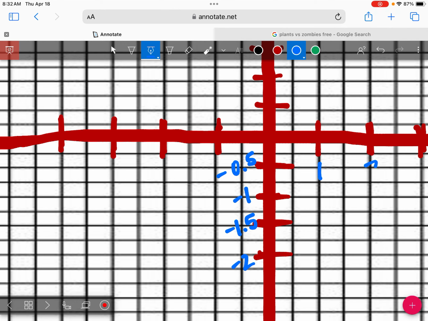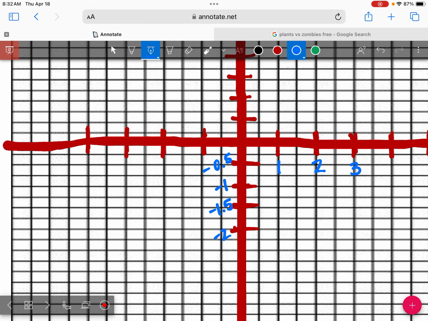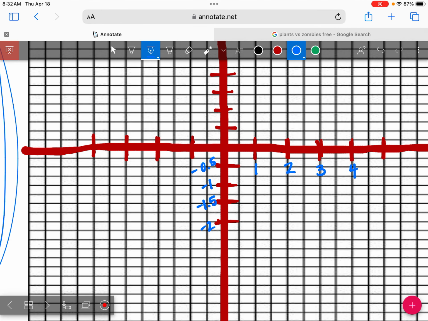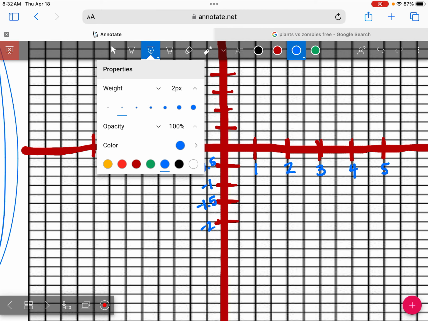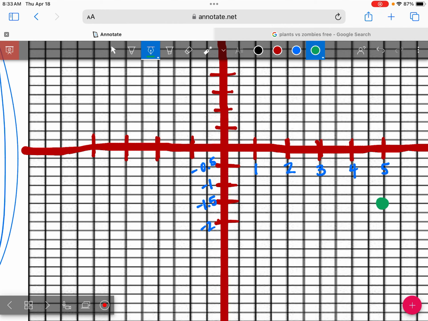So this was 1, 2, 3, 4, 5. So that's kind of what made sense in my brain. So you go ahead, take a moment and graph your 7 points. Okay, so my first point is at 5, negative 1.5. So that's going to be here. And then 0, negative 1. And then negative 3. Here, here.